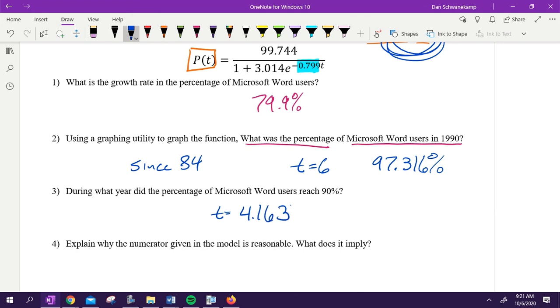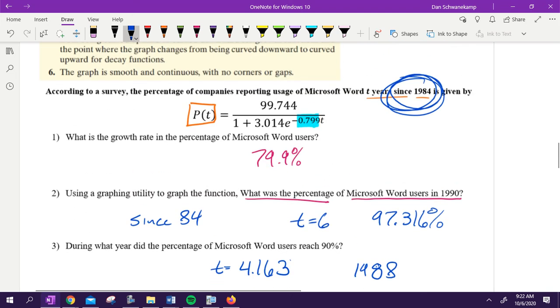So during what year is that happening if it's 4.163? Yeah, that's 88. It's because year 4 would be the start of 1988. So it's somewhere during the year 1988 on that one.